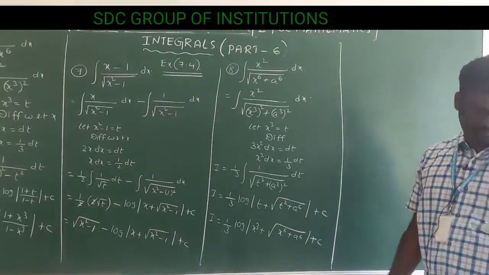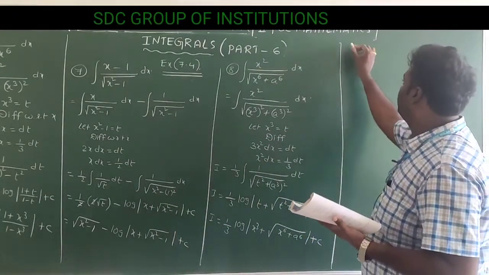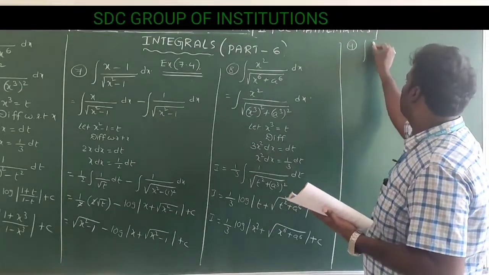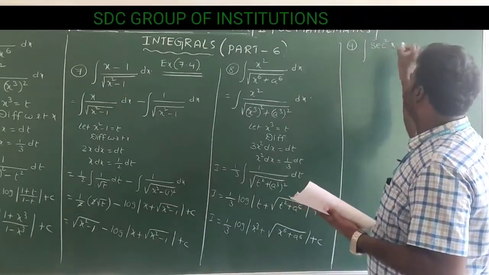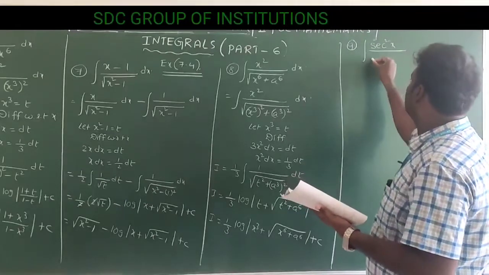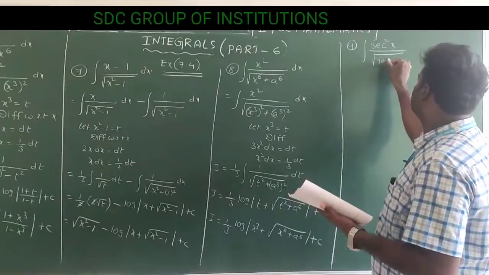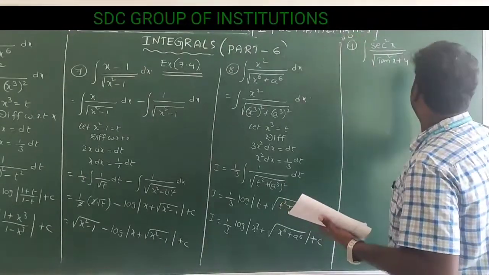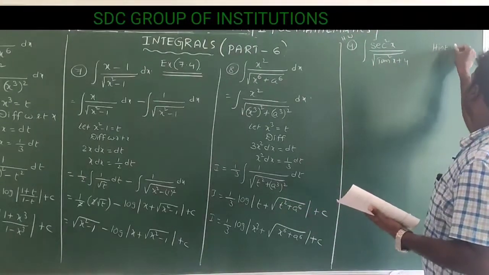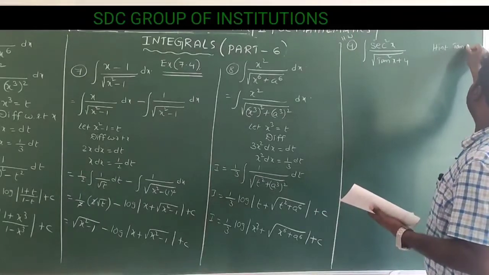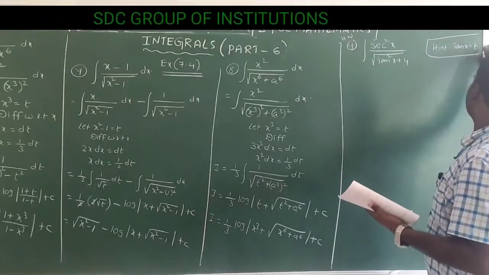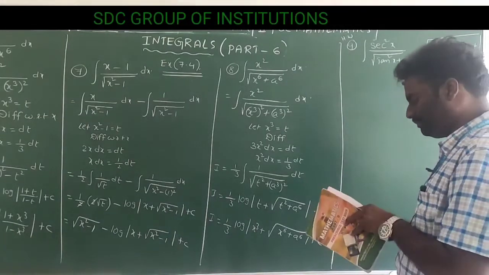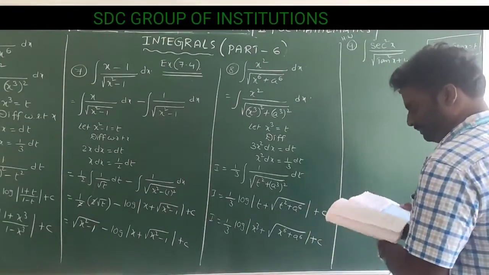Next, 9th question. Evaluate integral secant square x by tan square x plus 4. I am giving this question as homework, important, but you do it simply. You can take the hint tan x is equal to t, simple question. For tan, the derivative is secant square, you will get the answer easily, in one step, dx.